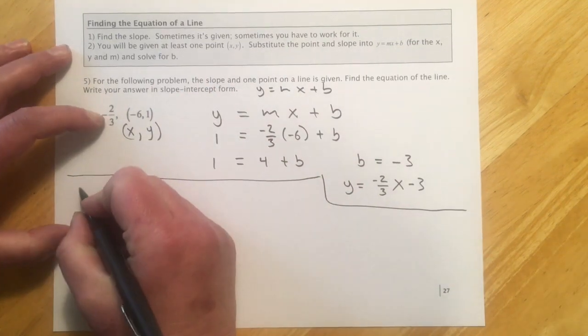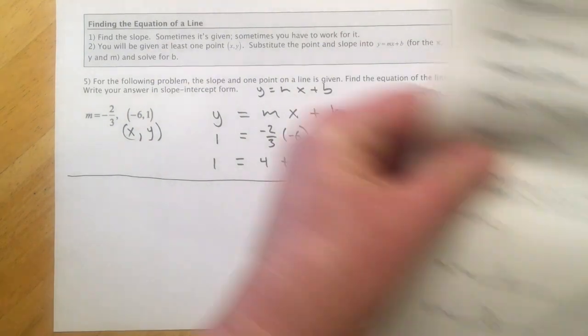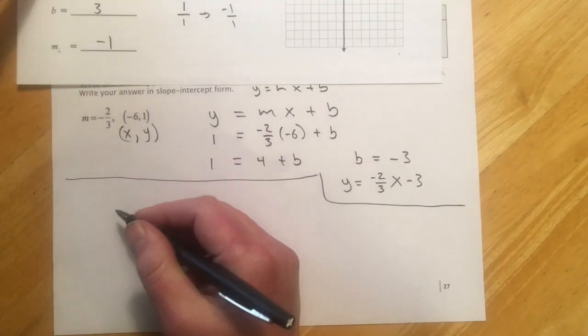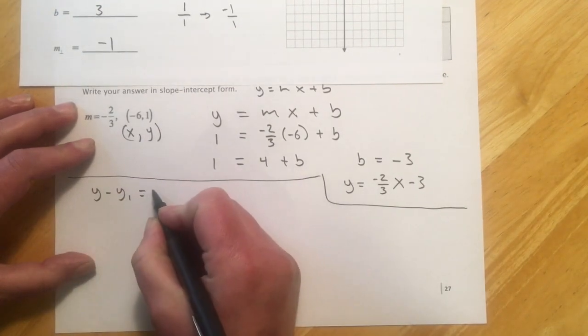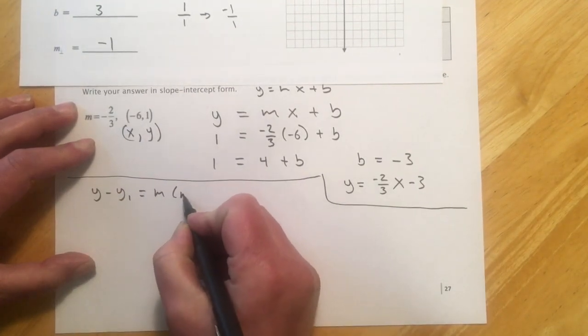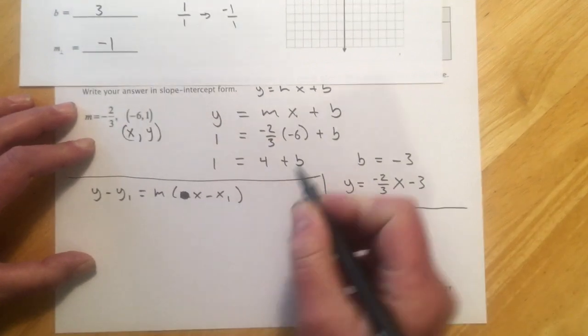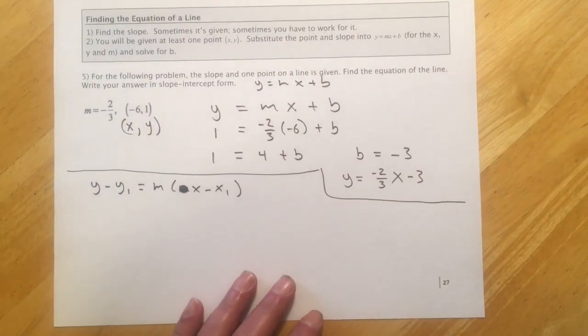But just to show, I'm going back to where we had that point slope form. Let me just write that right here. And this is a perfectly good way to get to the equation. Oops, that should be an x. This is a great way to get the equation of a line also.